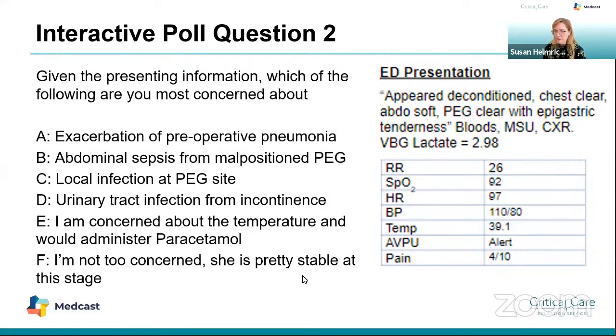So pretty much what I would expect to see. We've got quite a few of you that are concerned about abdominal sepsis from a malpositioned PEG tube. And quite a few of you identified that perhaps the concern is exacerbation of that preoperative pneumonia, and certainly that is a risk factor given Mrs. D's history.